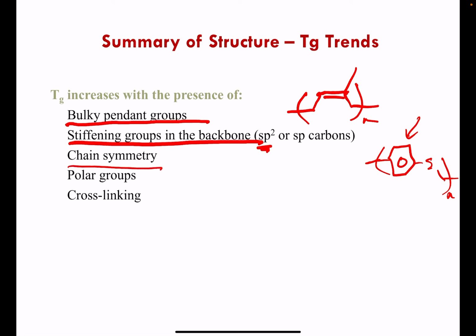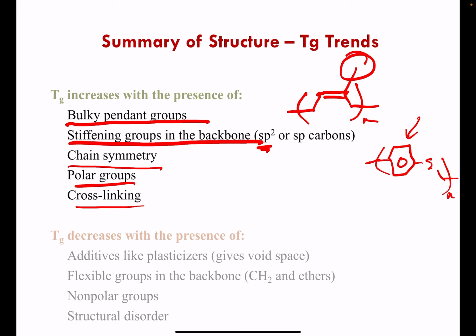Chain symmetry can help, so the less random a side chain is positioned, the more symmetric it is, the more proximity a main chain can have to the next to build intermolecular forces and possibly crystallization. Polar groups for dipole-dipole bonding, and of course cross-linking that permanently bonds neighboring chains together will affect Tg.